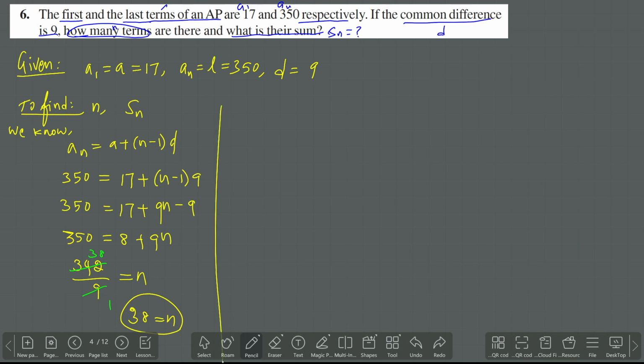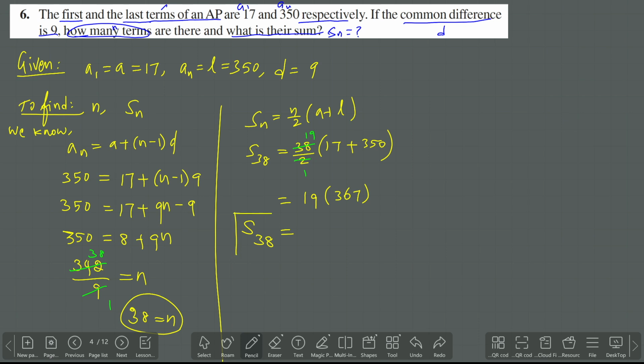Now what is next? They asked to find Sn. What is Sn? Sn equal to n by 2 into a plus l. So n value 38, S38 equal to 38 divided by 2 into a value 17, l value 350, that's it. Now 38 divided by 2 is 19, so we go now with 19 into, when I add this, 367. Multiply and tell me, you people. 6973. Is it okay?